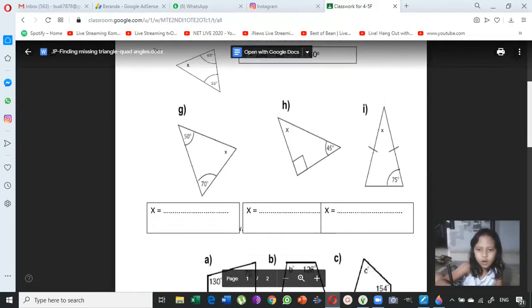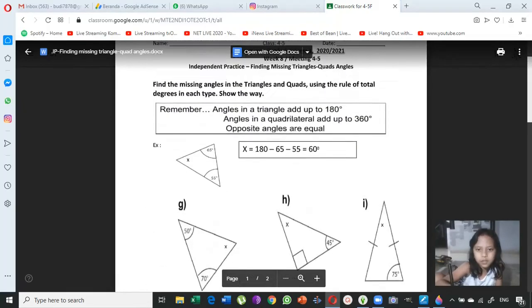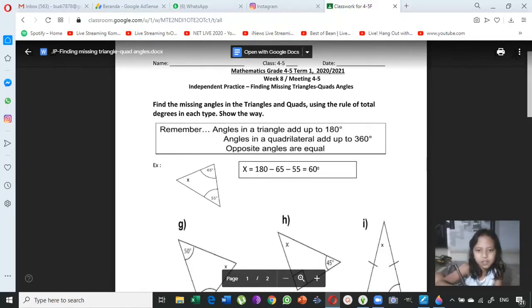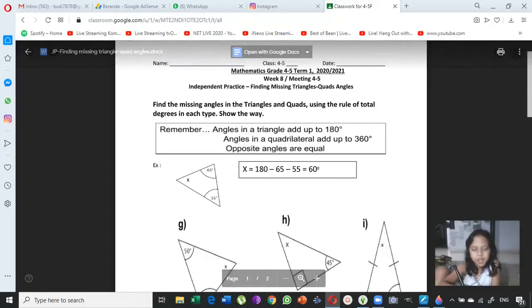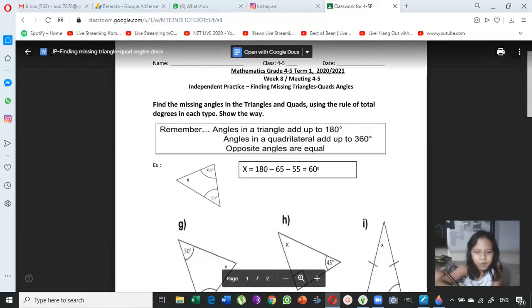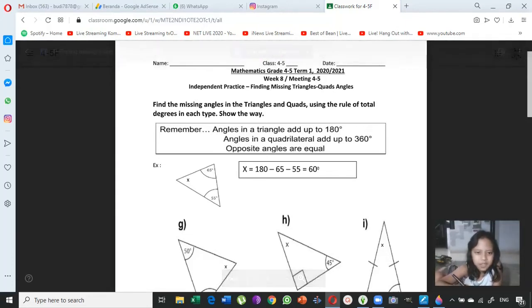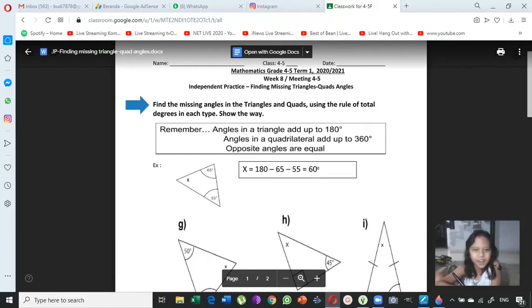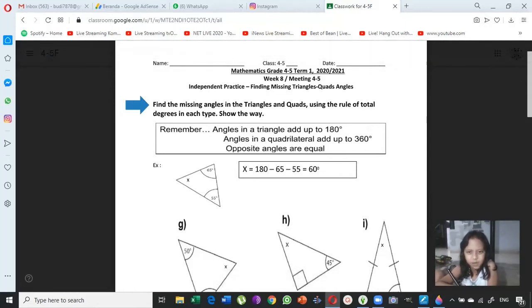So we are talking about shapes like triangles and some angles we'll talk about today. Here's a workshop. This is the instruction: find the missing angle in the triangle and quads using the rule of total degrees in each type. Show the way.